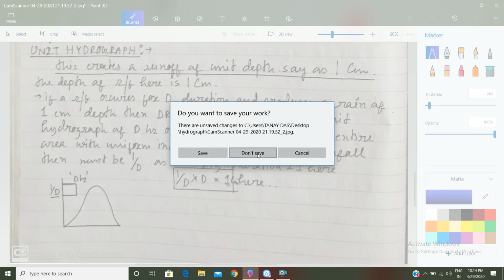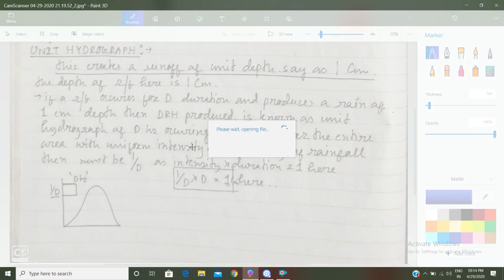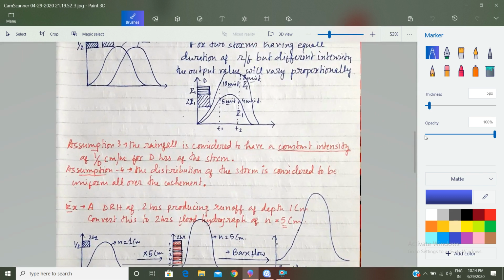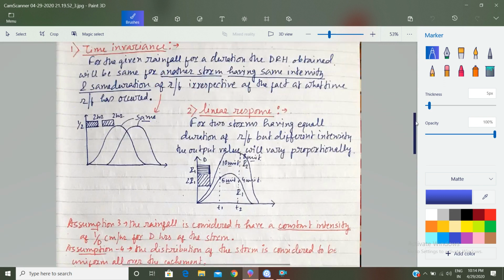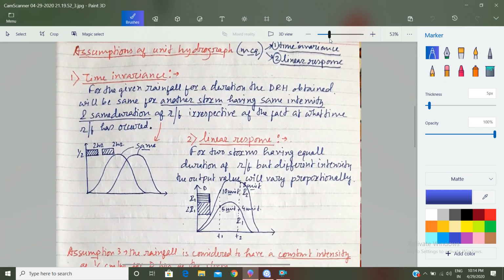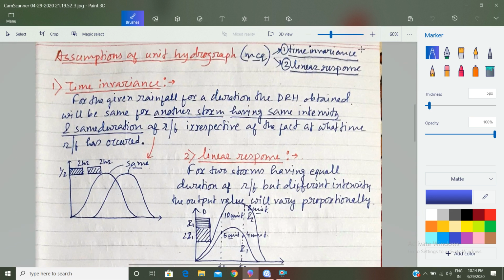Let's go to the next page. This page is not very important, but in some cases you have to remember this. Assumptions of unit hydrograph: the first assumption is time invariance and the second one is linear response.